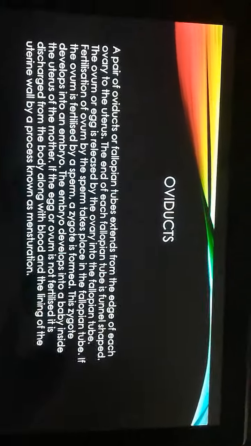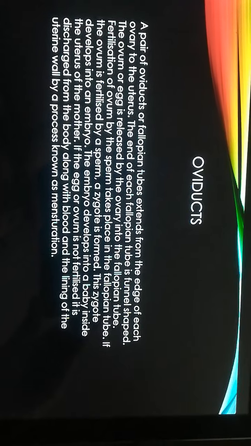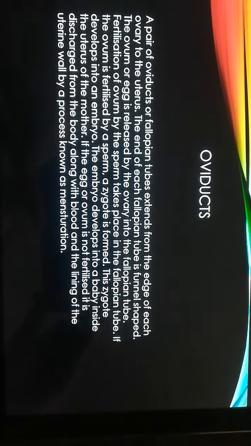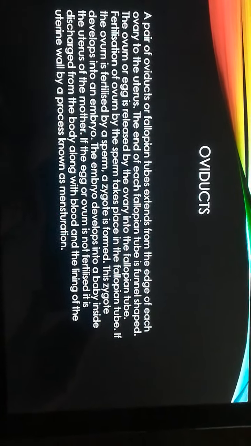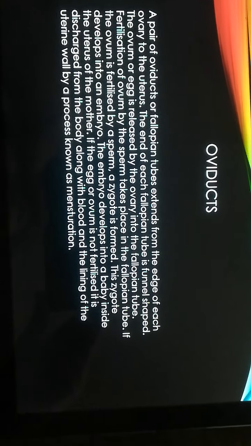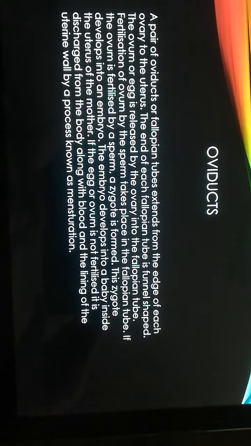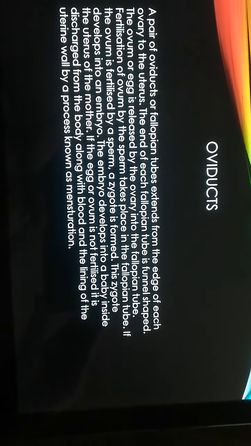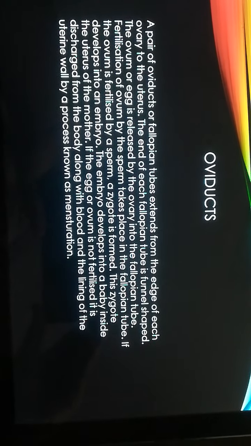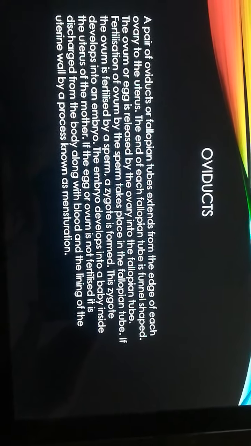Now, what are oviducts? A pair of oviducts or fallopian tubes extend from the edge of each ovary to the uterus. The end of each fallopian tube is funnel-shaped. The ovum or egg is released by the ovary into the fallopian tube. Fertilization of the ovum by the sperm takes place in the fallopian tube. If the ovum is fertilized by a sperm, a zygote is formed. This zygote develops into an embryo.